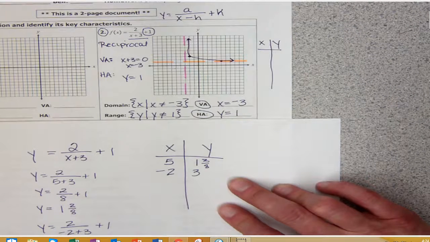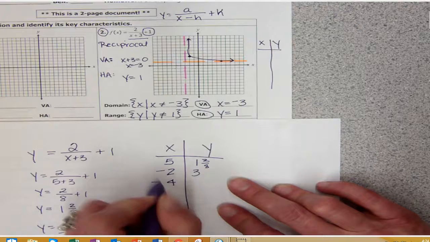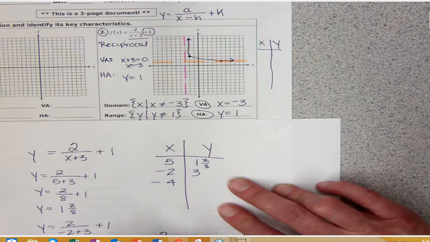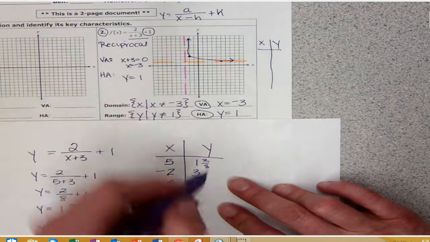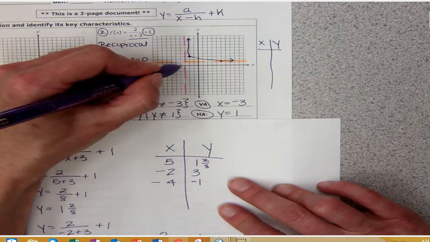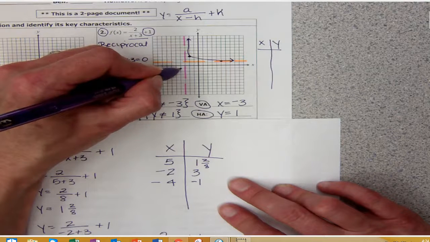Then what if x is -4? I know it can't be -3, so what if it's -4? What's going to happen in there? So 2 over negative 4 plus 3, plus 1. 2 divided by negative 1, plus 1. Y is going to equal 2 divided by negative 1, which is negative 2, plus 1, which is negative 1. So when x is negative 4, y is negative 1. So 1, 2, 3, 4, and I go to this point right here.